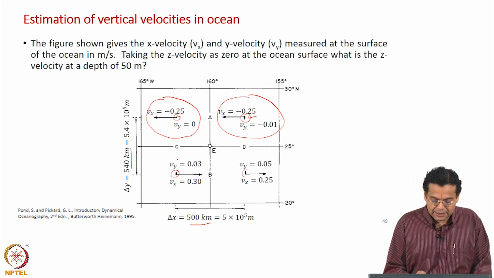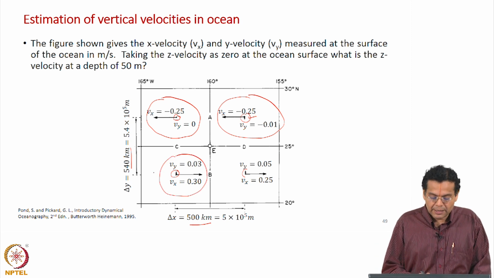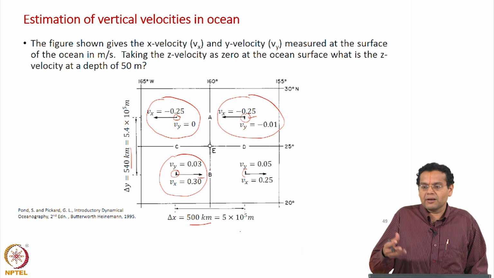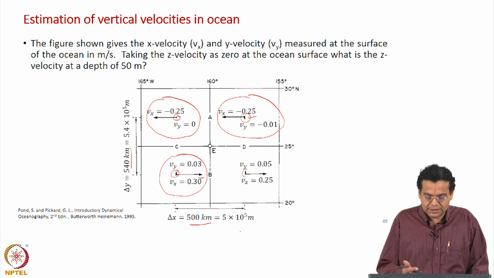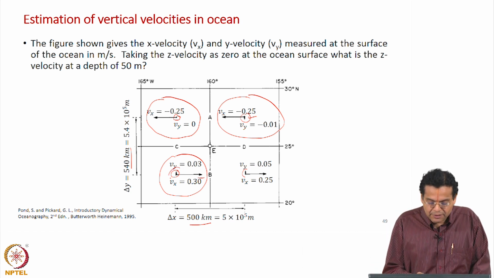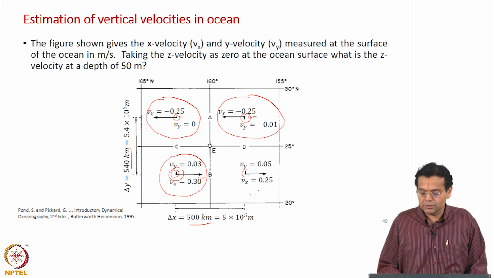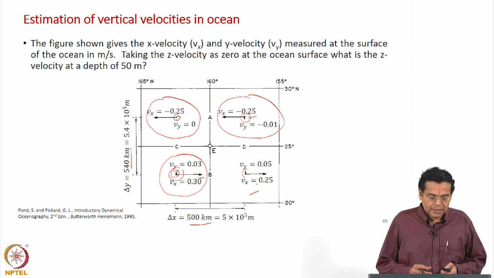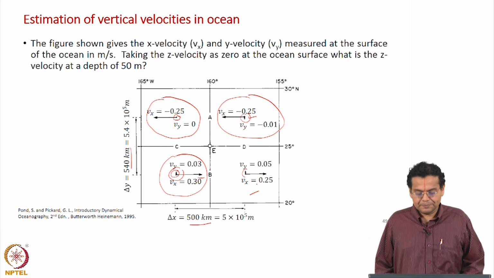Okay. Similarly, let us take this zone. Now, the x velocity is in the positive direction, 0.3, because in the ocean you can have any x velocity, and the y velocity can vary from region to region. The y velocity is also positive, a small value, 0.03. Similarly, in this zone, 0.25 and 0.05. That is how we understand the measurements shown here.